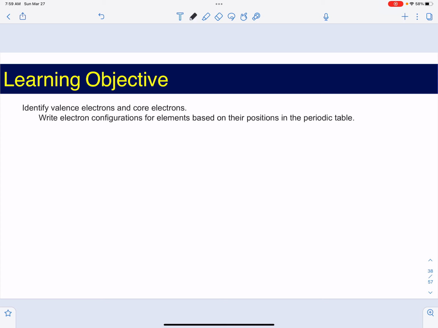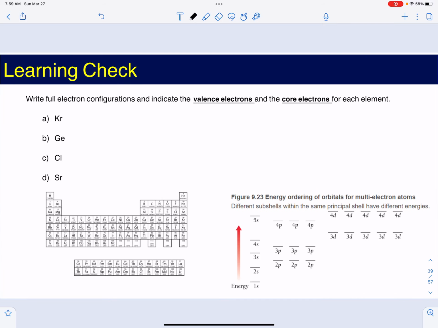So that's what I mean with the base on their position on the periodic table. And once we do that, we're going to be able to identify the electrons that are valence electrons and the electrons that are core electrons. So let's do that by beginning with this problem. We're going to write the full electron configuration and indicate the valence electrons and the core electrons.